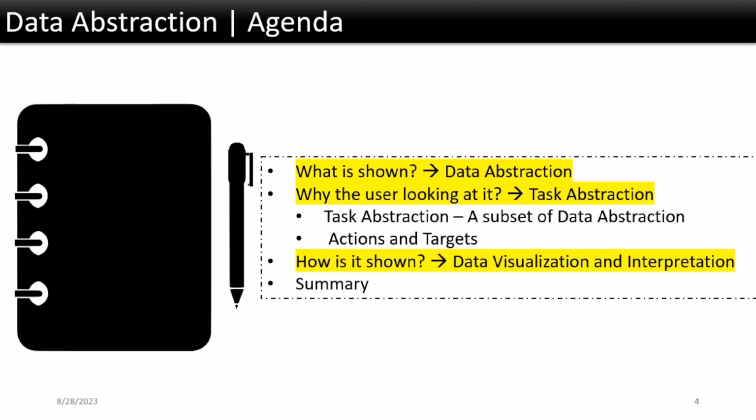will see about task abstraction, what the user is looking at, and whether the task abstraction is a subset of data abstraction or not. Then we will see about targets and actions. Actions are of four types: search, query, reduce, and analyze. We will see about the four types, and then we will go into how it is shown, which we call data visualization and interpretation. This is done by looking into targets, and then we will see a summary of all the slides.